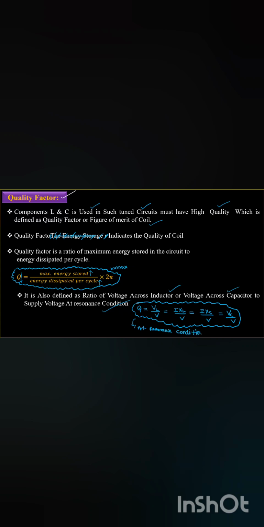Why are you defining the quality factor? To measure the quality of a coil. Then at resonance condition, the quality factor equals voltage across the inductor by supply voltage or voltage across the capacitor by supply voltage. Now I have to give some important formulas with respect to quality factor. We know that quality factor Q equals VL by V. This is one formula.